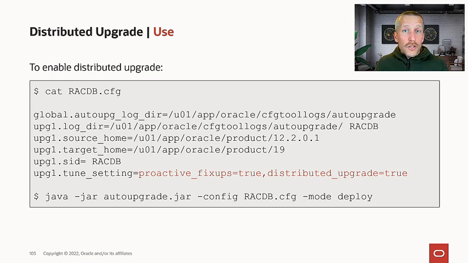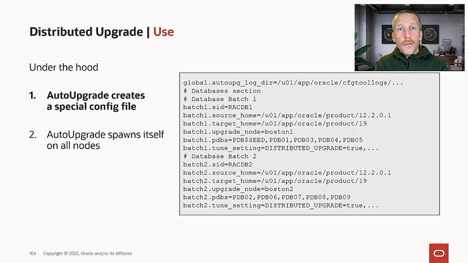And then you simply just start auto upgrade in deploy mode like you're used to. This is the only thing you need to do in order to enable distributed upgrade. Under the hood, auto upgrade will take care of the rest. First, it'll build a second configuration file based on the configuration file that you provided, which has all the information needed in order to split the workload out on multiple nodes in the RAC system.